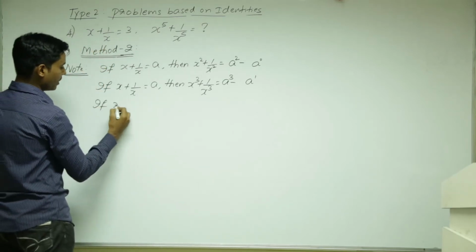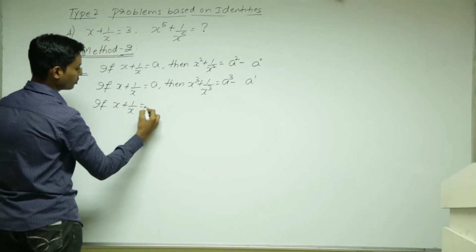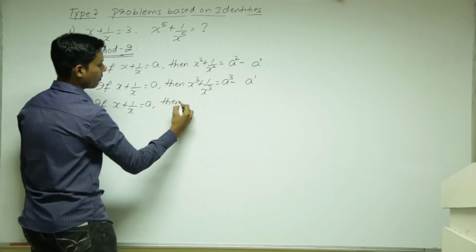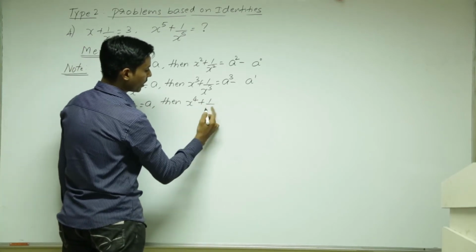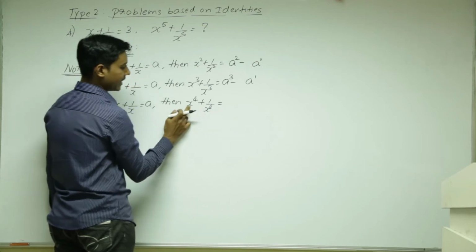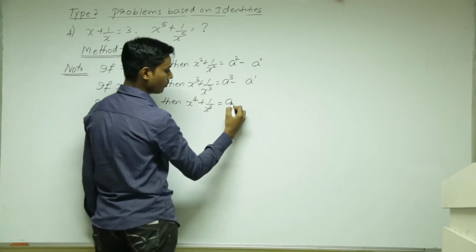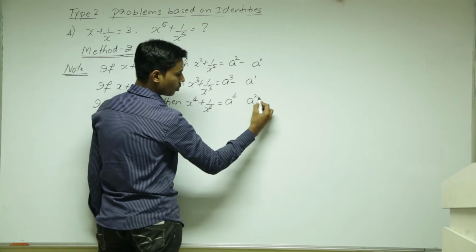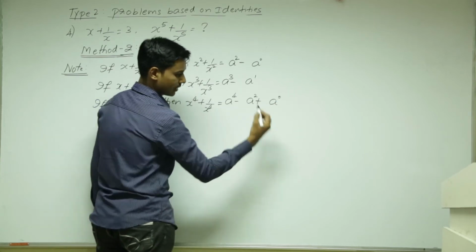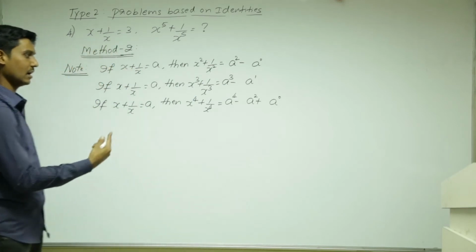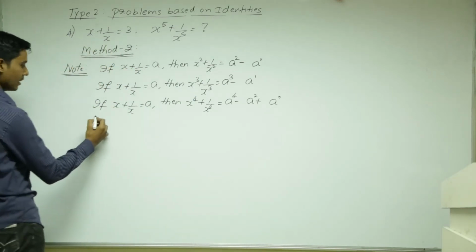Suppose x plus 1 by x is equal to a, then x power 4 plus 1 by x power 4 is, if it is x power 4, it starts from a power 4, reduce the power by 2, reduce the power by 2. Alternately plus, minus, plus. Right? Again the constant we will see later.